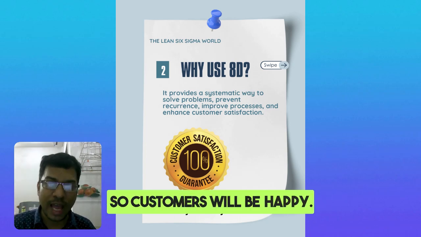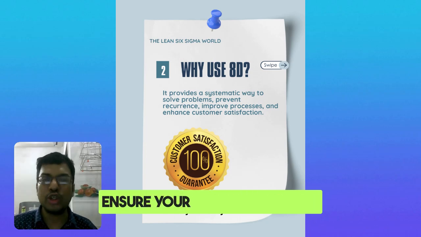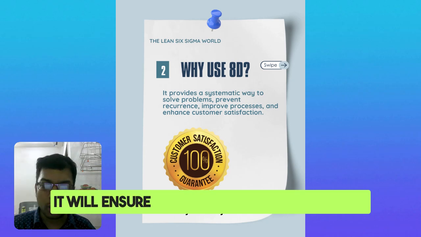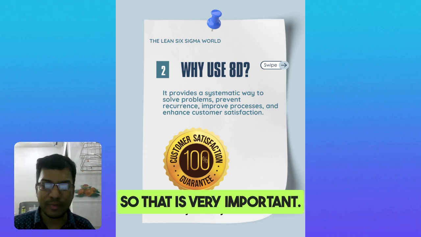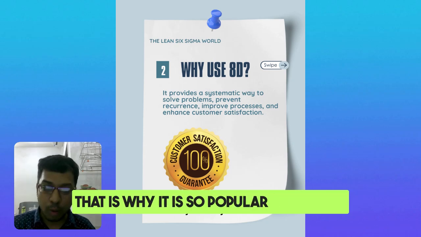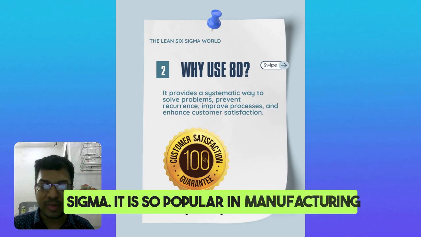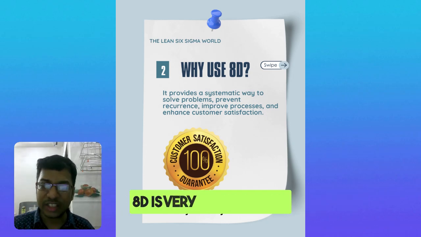So customers will be happy. If customers are happy, it will ensure the growth of your business. It will scale and expand your business. So that is very, very important. That is why it is so popular in Lean Six Sigma. It is so popular in the manufacturing and quality management industry. It is very widely used.